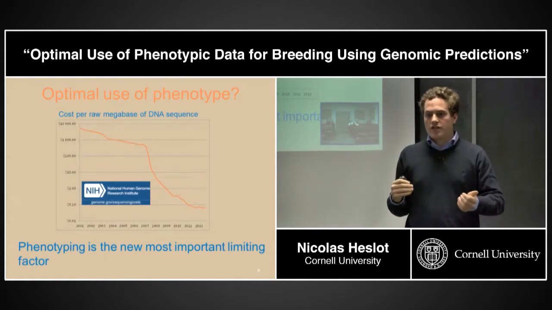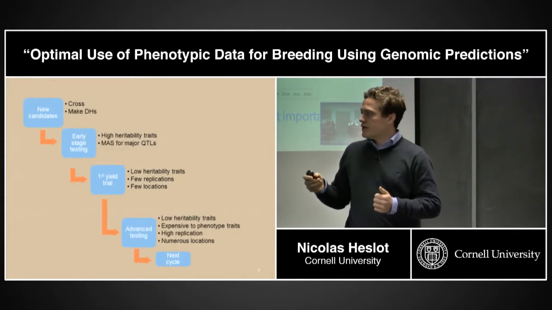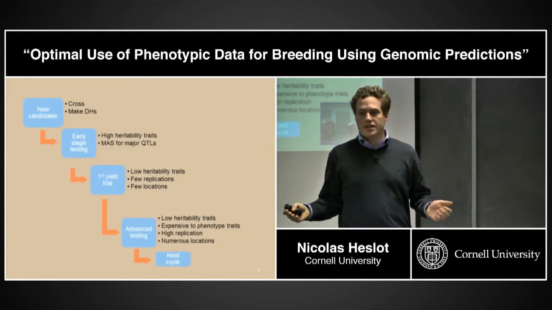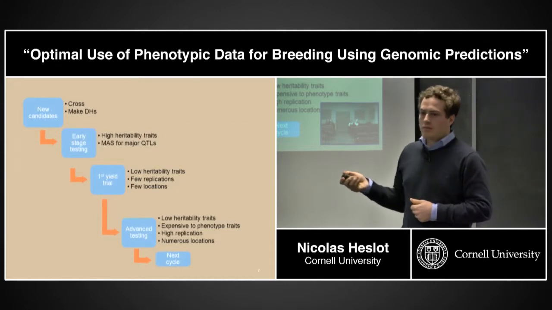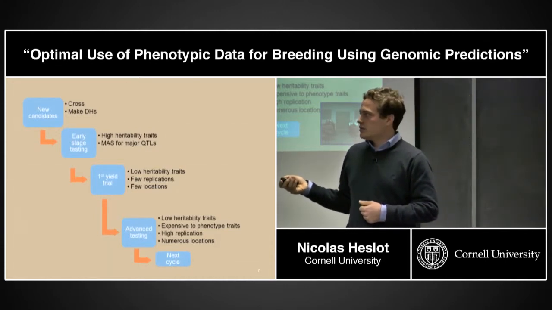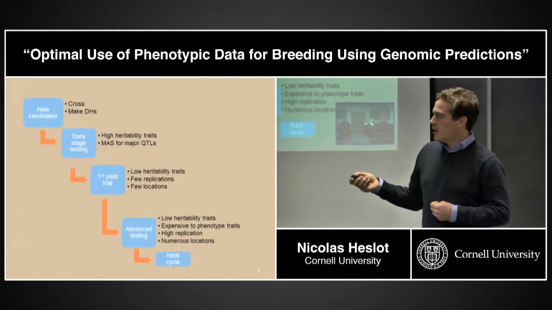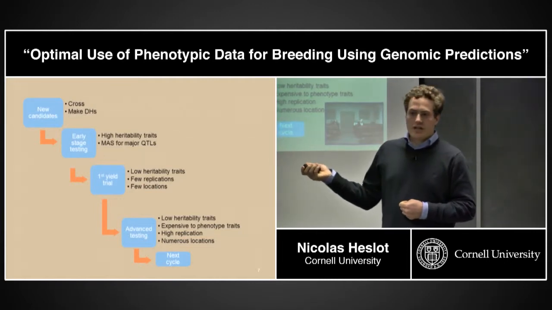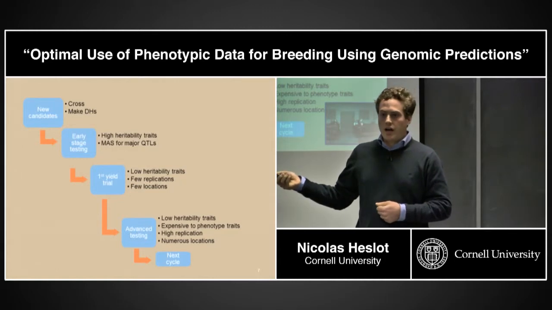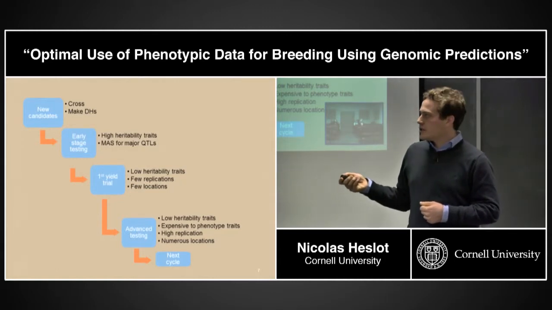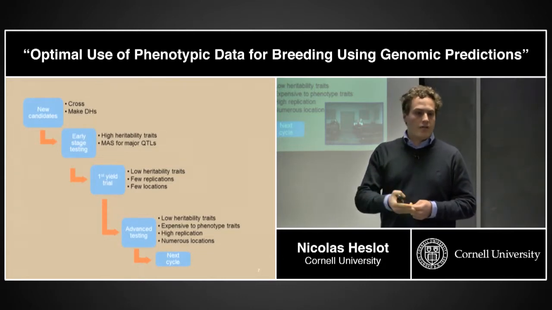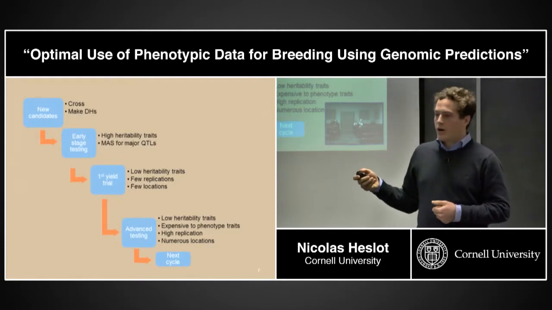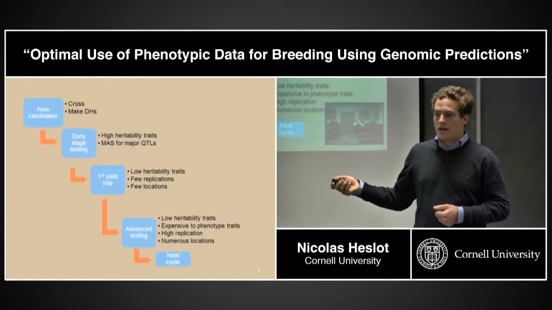Now, I think it's an important change of perspective that can be better described in the context of a simple breeding scheme. This figure presents a classic scheme that would probably apply, for example, to wheat or maize, to simple crops, with 4 major steps. We'll start obviously by making crosses and generating inbred lines, maybe through double haploid techniques. Then move on to some kind of early stage testing, focusing on high heritability traits such as height or flowering time, and maybe use some marker-assisted selection techniques for major QTL.